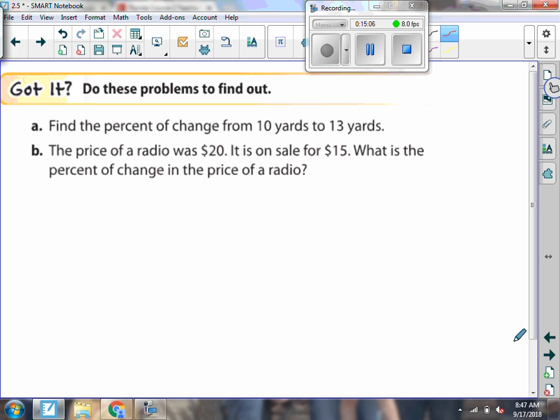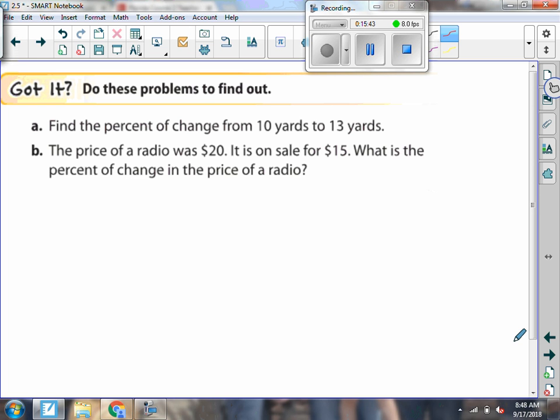Okay, copy these down. Find the percent of change from 10 yards to 13 yards. And the price of a radio was $20. It is on sale for $15. What is the percent of change in the price of a radio? And so copy these down and do your best to solve these. Okay, if you need more time, pause this.